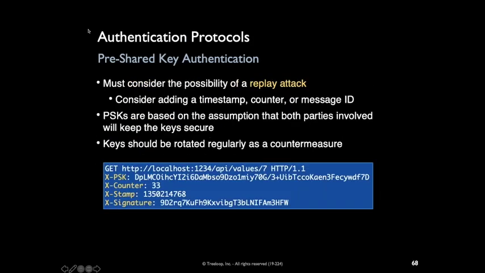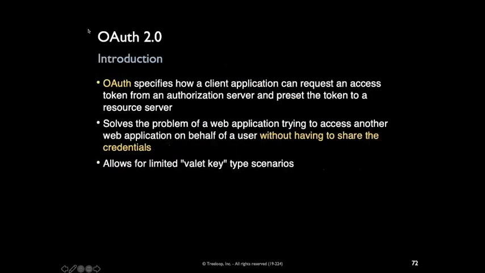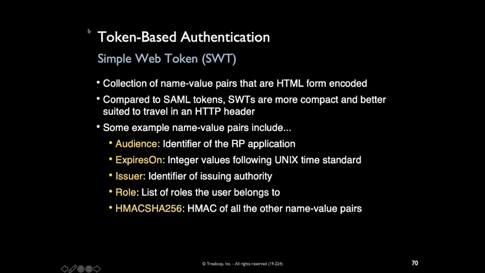So these tokens, and we're going to take our break in just a second, but what does a token actually look like? Well, it could be a simple web token, which is basically just a bunch of key value pairs that are HTML encoded. So typically the audience, which is what application this token is good for, a list of domain names, right? app1.lacounty.gov, app2.lacounty.gov, whatever. Expiration, how long the token's good for, just like a passport.